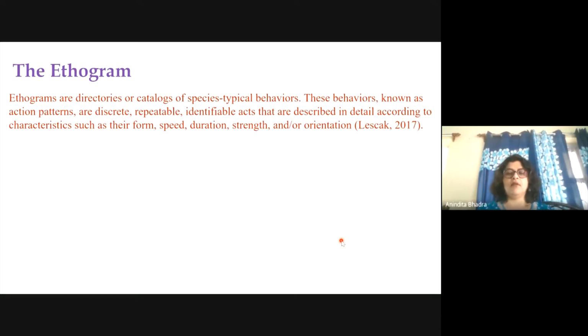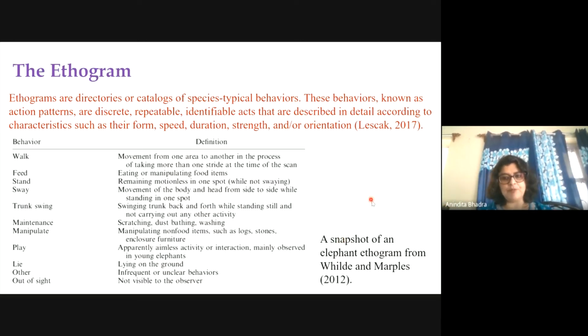Once we have done quite a bit of ad libitum and we are satisfied that I am getting to know the species, then we use this information from the ad libitum to build what we call an ethogram. This is a technical definition, but I'm just telling you in lay terms, it's basically a list of behaviors that a certain species performs. And you have the list with short descriptions of this behavior, something like this. This is taken from a paper on captive elephants. And here you see these are simple English words: walk, feed, stand, sway, trunk swing, maintenance, etc., etc.